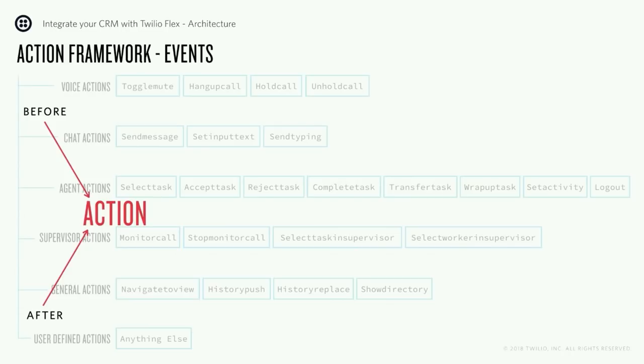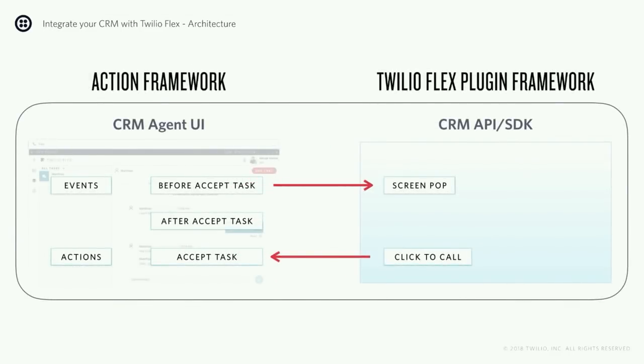Another example is after completion of the task. So this is an after action. You can have a hook into your CRM to log the activity around this conversation as an audit log. Okay, so these were the examples of listening to an action in Flex and creating a reaction on CRM. But the same action framework can help in the other way around as well. So thinking about click to call, this is an action that happens on CRM, and as a handler to that event, you can also invoke an action of accepting the task if that click to call resulted in an outbound task.